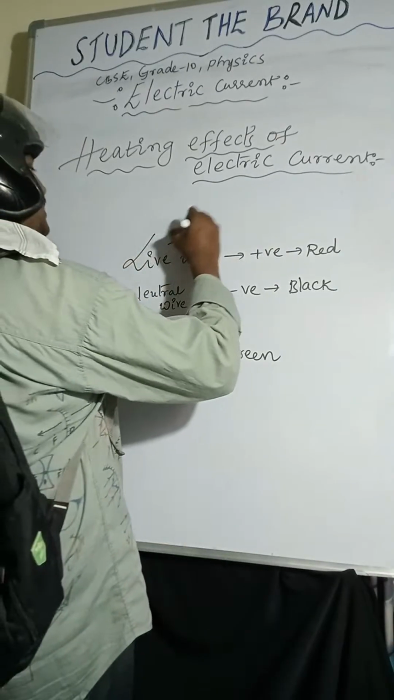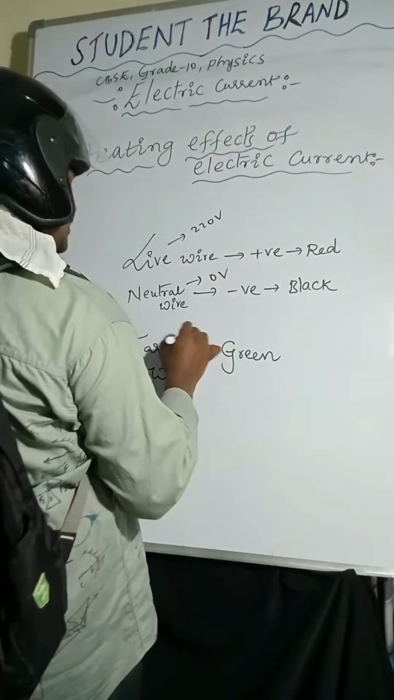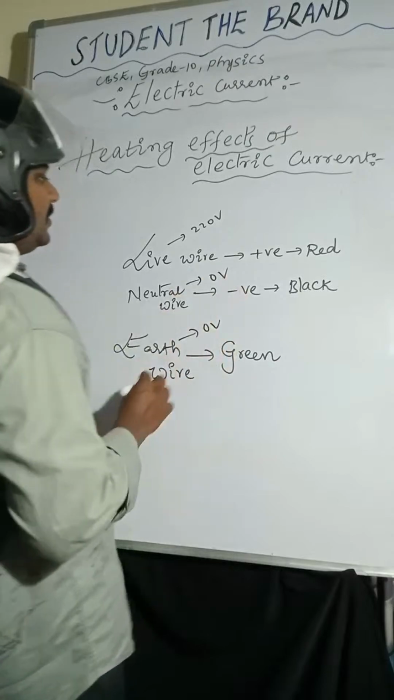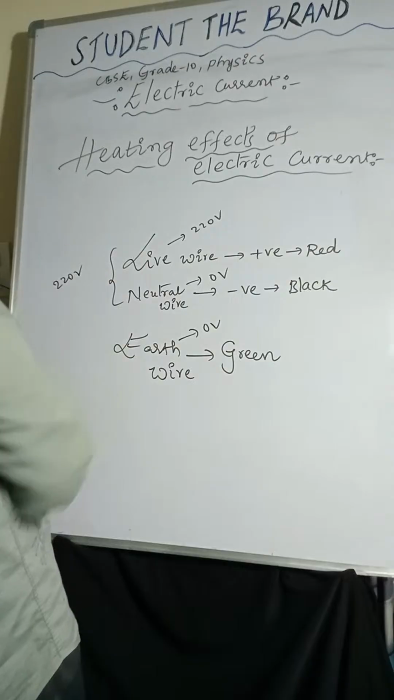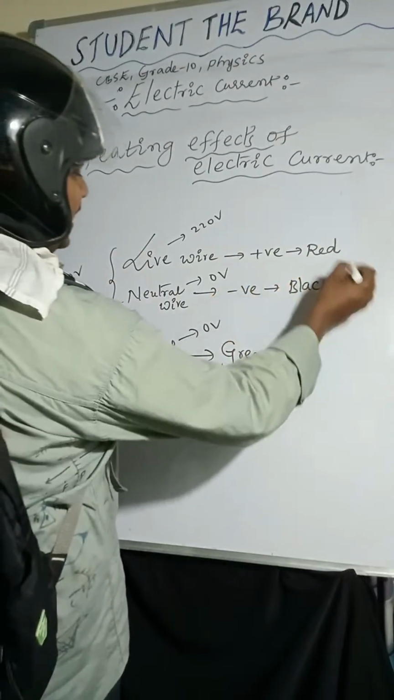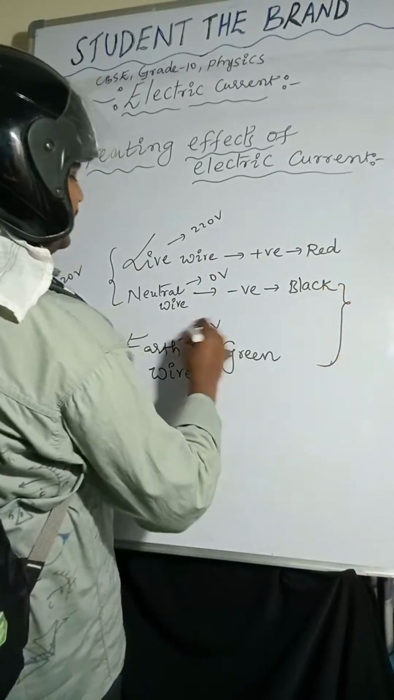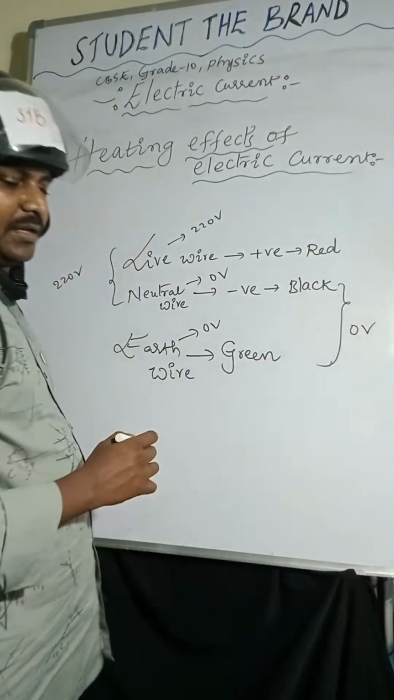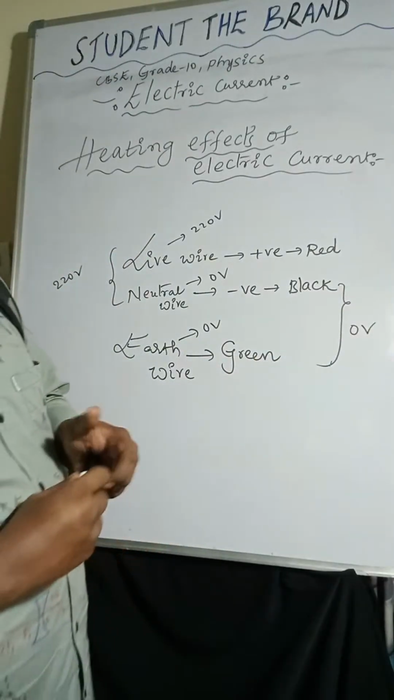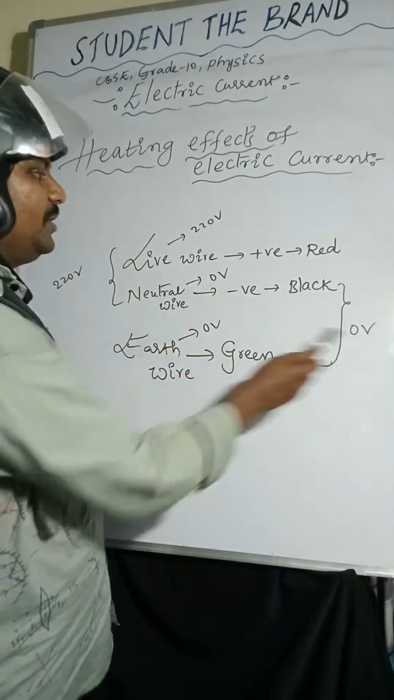The potential of live wire is 220 volts. The potential of neutral wire is 0 volt. The potential of earth wire is 0 volts. The potential difference between live wire and neutral wire is 220 volts. The potential difference between live wire and earth wire is 220 volts. Very important, so remember this point. The potential difference between neutral wire and earth wire is 0 volts.